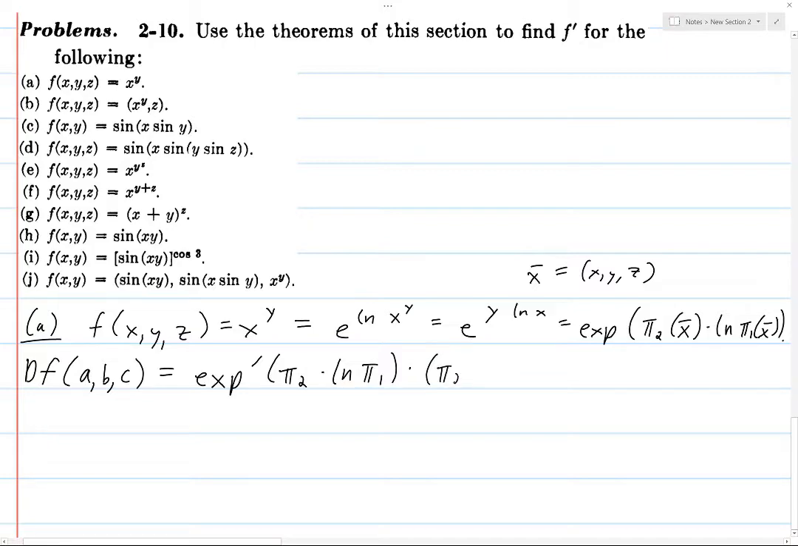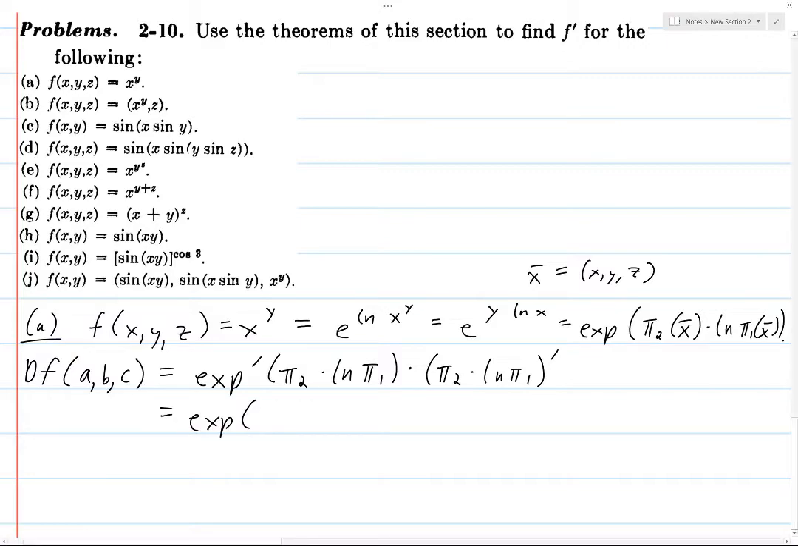Okay, so we take the derivative of the outside function, then we have to multiply by the derivative of the inside function. So I'm going to take pi 2 times natural log of pi 1, and put a prime. Now when you take the derivative of the exponential function, nothing changes. So we're just left with exp of pi 2 times natural log of pi 1. Since we don't have any more differentiating to do on the inside here, we can go ahead and replace all these projection functions with what you get when you plug in the vector a, b, c.